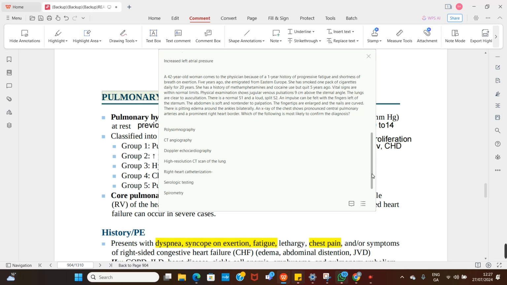The lungs are clear to auscultation. What does that rule out? Anybody? The lungs are clear. Pulmonary edema. So that rules out a left side cause, pulmonary edema. There is a normal S1 and loud S2. An impulse can be felt with the finger left of the sternum. What is that? Pulmonary heave. Yeah, your parasternal heave, which is suggestive of what? Right ventricular hypertrophy.